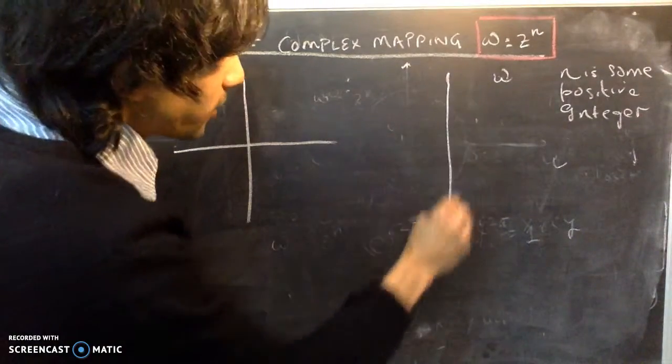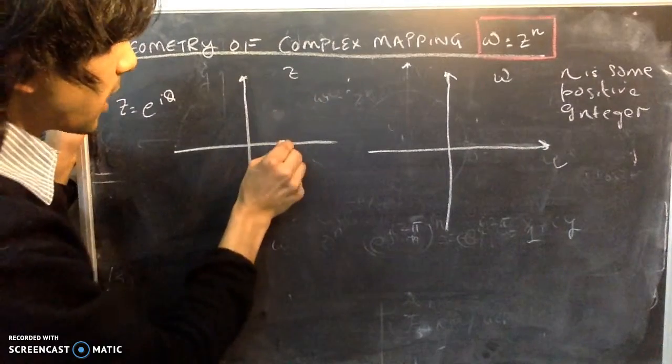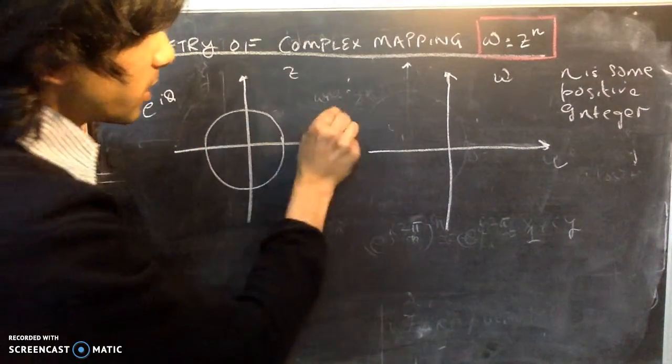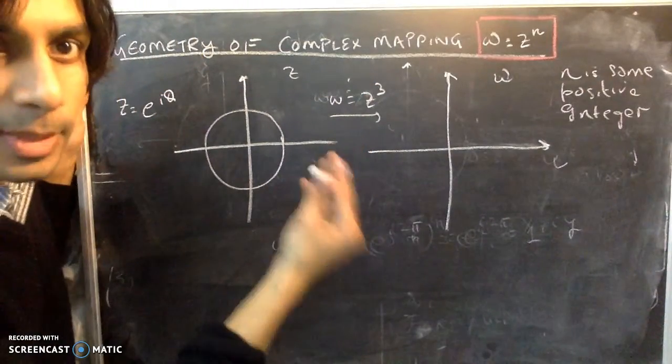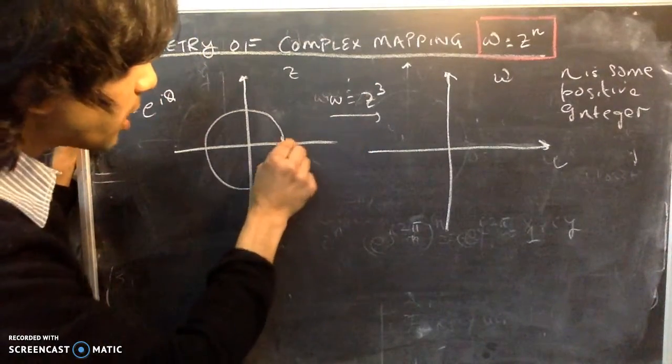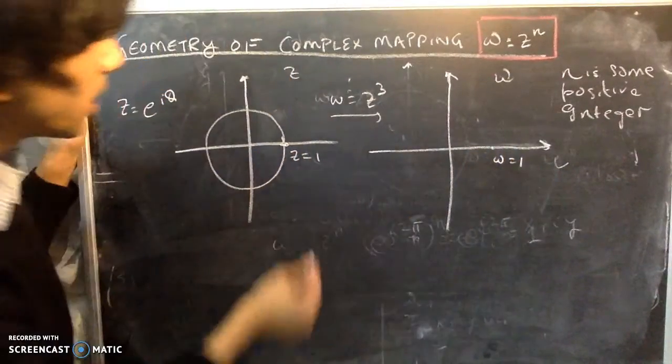Okay, and then we have the w plane. Now on the z plane, we have a unit circle, and we are considering the mapping w equals z cubed. Let's focus on the specific case when n is 3. So you start at the point z equals 1. Your image is w equals 1.